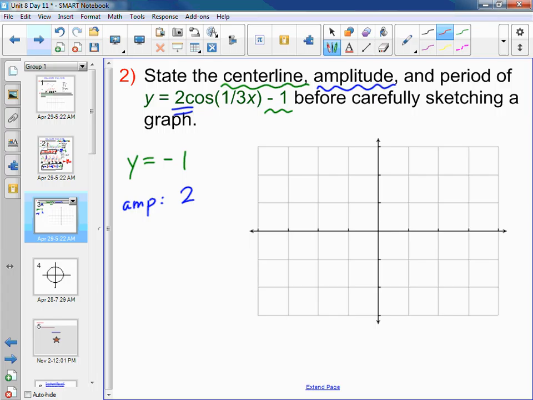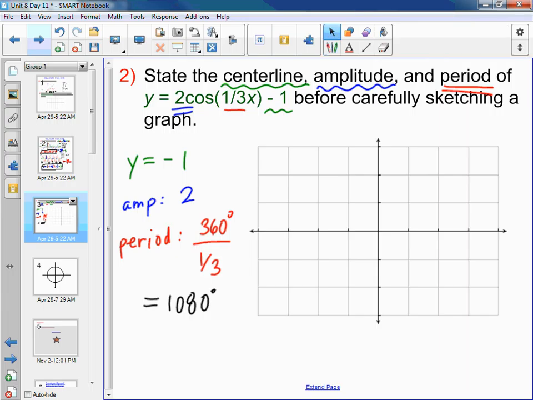And lastly, we'll go ahead and figure out the period. To get my period, I'll do a calculation. My period is gained by taking my normal period, 360 degrees or 2 pi radians, whichever we prefer, and dividing it by b, my speed factor. So to get my period, I'm going to go ahead and take 360 degrees, and I'm going to divide it by 1/3, my speed factor. When I do that, 360 divided by 1/3 is the same as 360 times 3, so I get, what, 1,080?